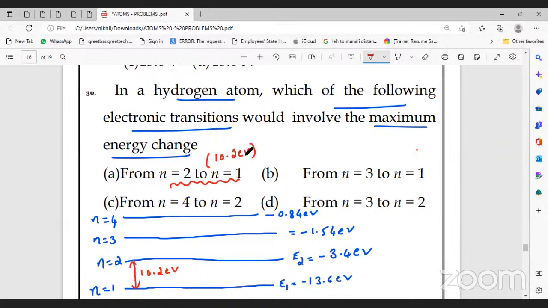Similarly, can you find the energy gap from 3 to 1? 3 to 1 is this. This is 13.6 minus 1.54. It will be 12.1 electron volt. So the energy gap from 3 to 1 is 12.1 electron volt.